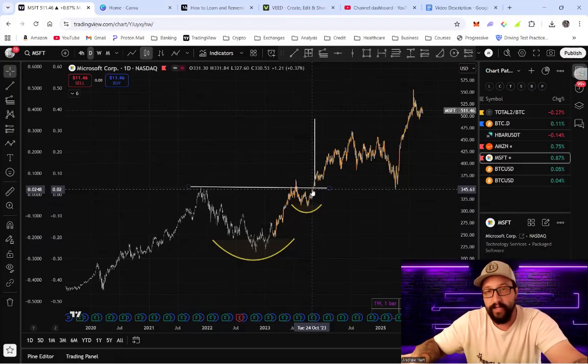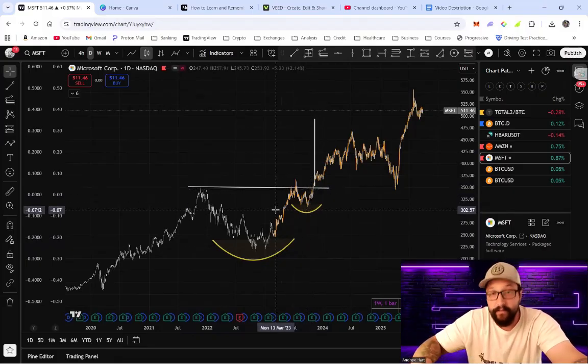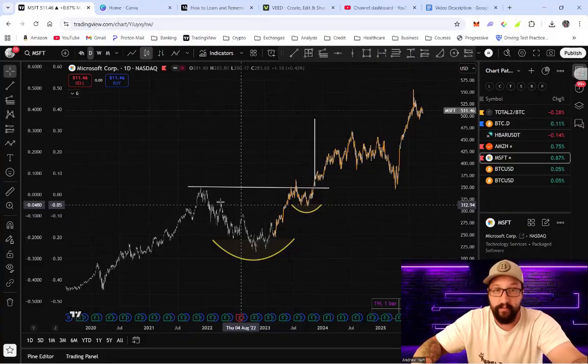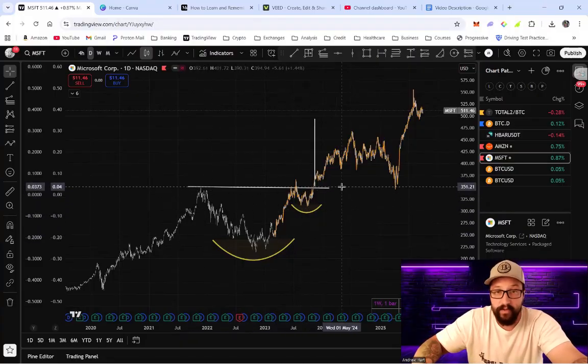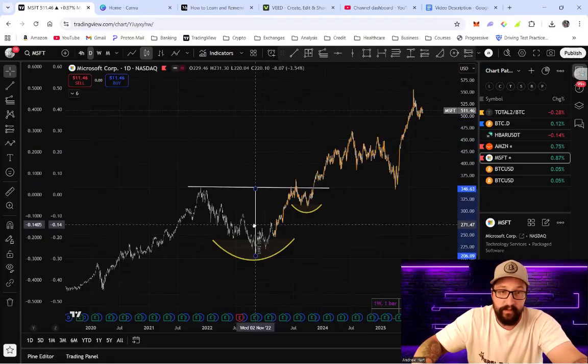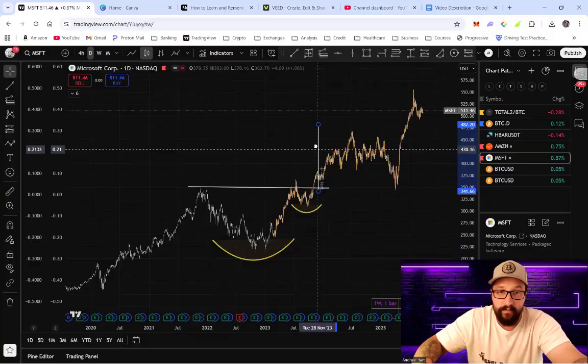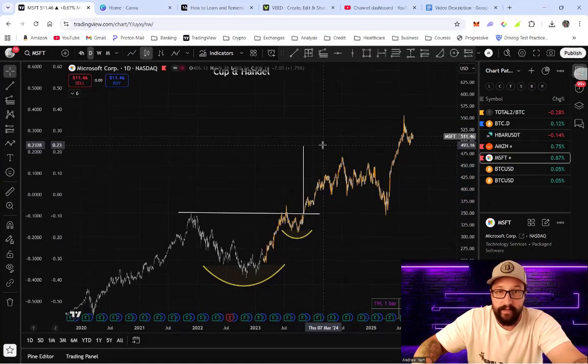And this can also be done on the inverse, where if you have an inverse cup and handle, that's going to be a bearish sign. But a cup and handle is a bullish sign. Same thing. Project the low to the neckline, project that right there, and that's going to give you an idea of where price could be. And see, these work out pretty well sometimes.